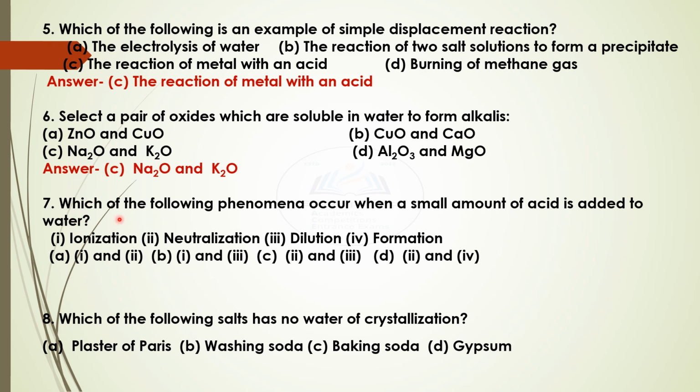Question 7. Which of the following phenomena occur when a small amount of acid is added to water? Is it 1 ionization, 2 neutralization, 3 dilution, 4 salt formation? Choices are given here. Mark your choice. Let us see the correct choice. Answer is B, that is 1 ionization and 3 dilution is the correct answer.